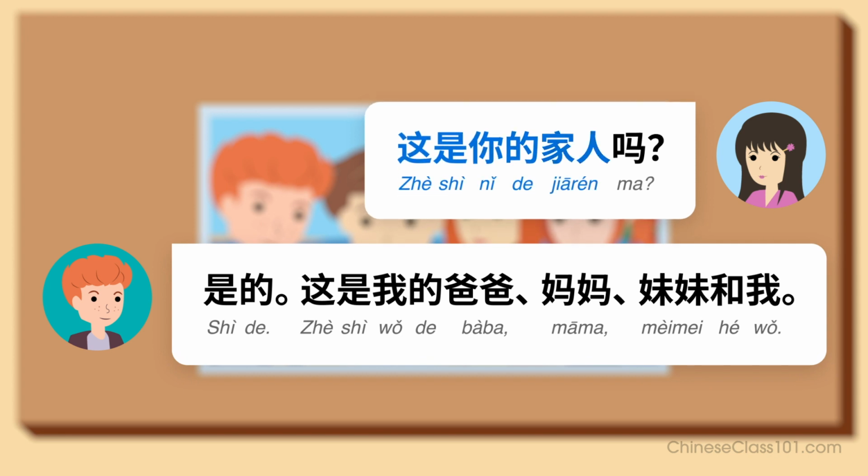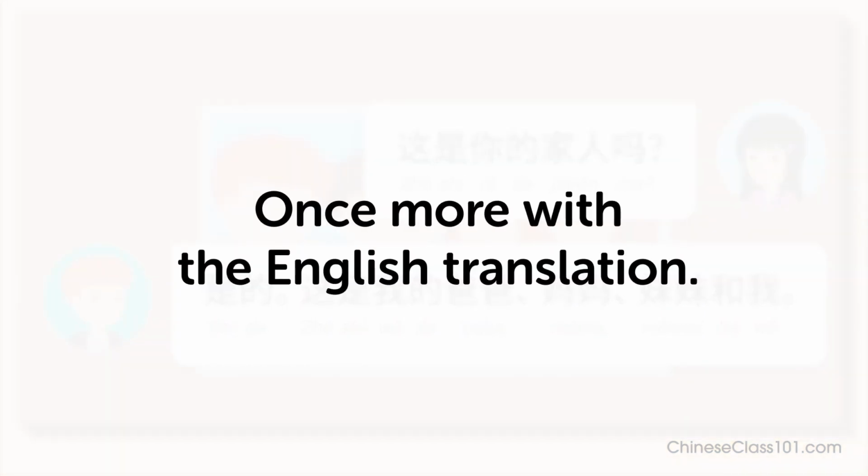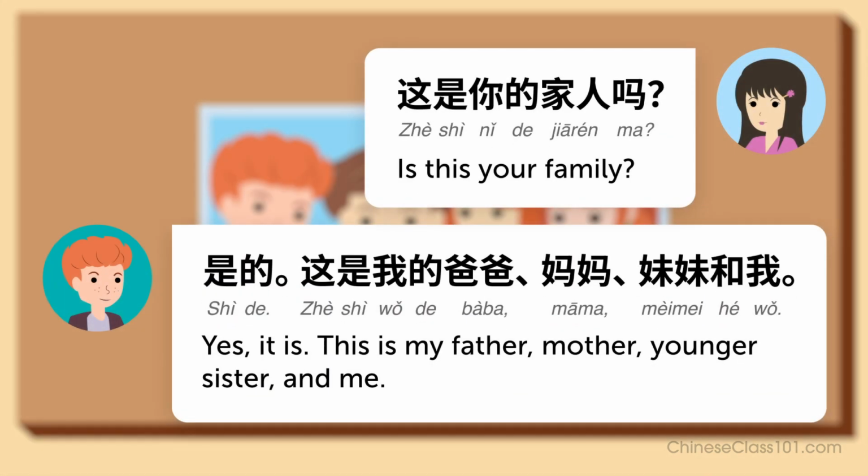这是你的家人吗？ 是的，这是我的爸爸妈妈、妹妹和我。 Once more with the English translation. 这是你的家人吗？ Is this your family? 是的，这是我的爸爸妈妈、妹妹和我。 Yes, it is. This is my father, mother, younger sister, and me.